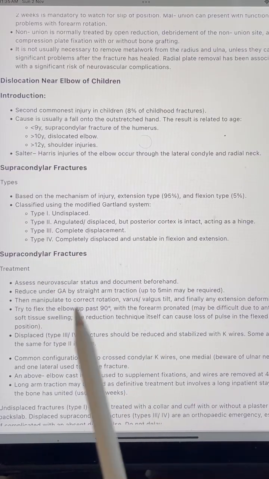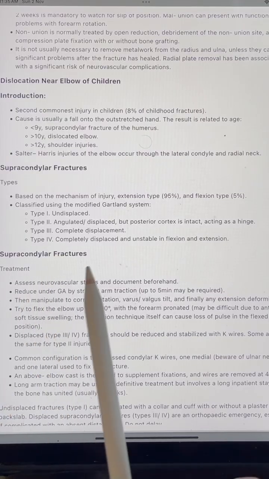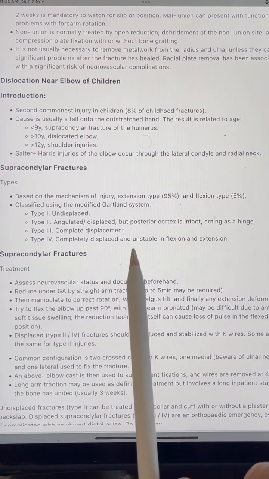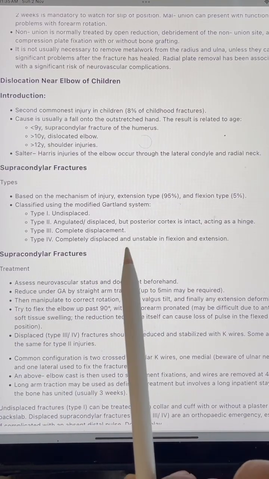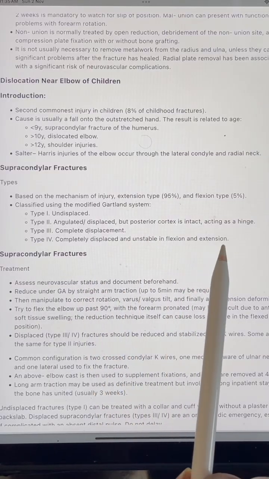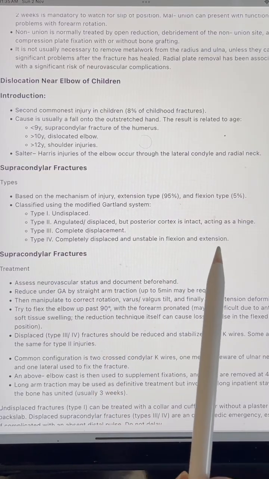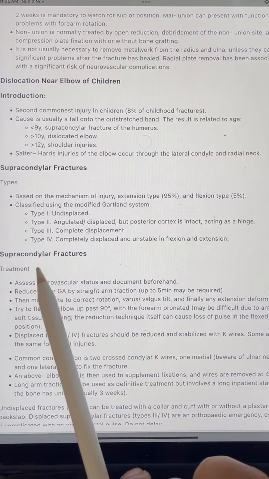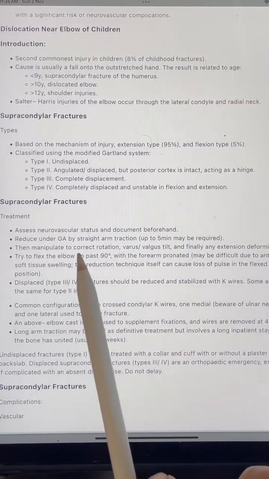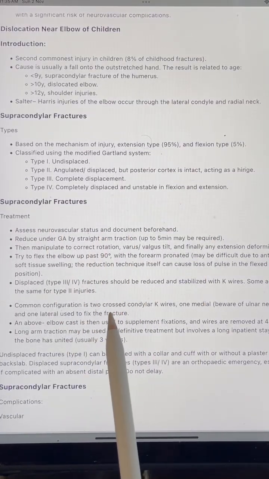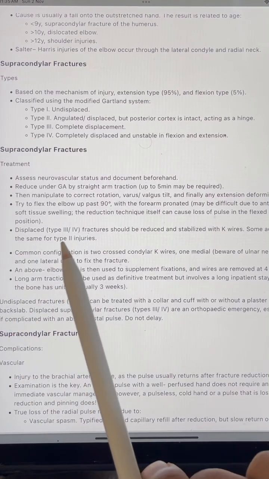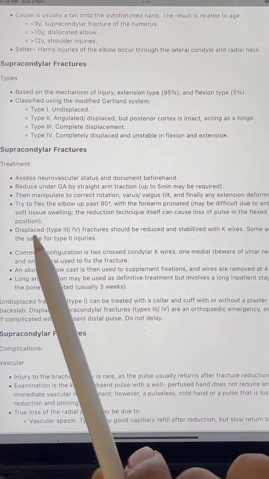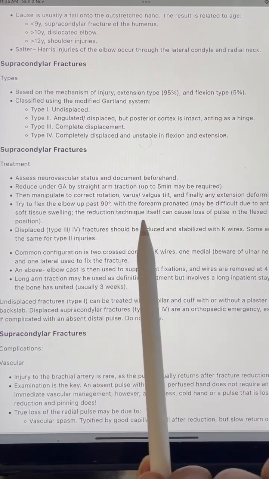into extension type and flexion type, using the Gartland system. Type 1 is undisplaced; type 2 is angulated and displaced, but the posterior cortex is intact, acting as a hinge. Type 3 is completely displaced, and type 4 is completely displaced and unstable. For supracondylar fractures, assess neurovascular status and document it beforehand, and reduce under general anesthesia and traction.